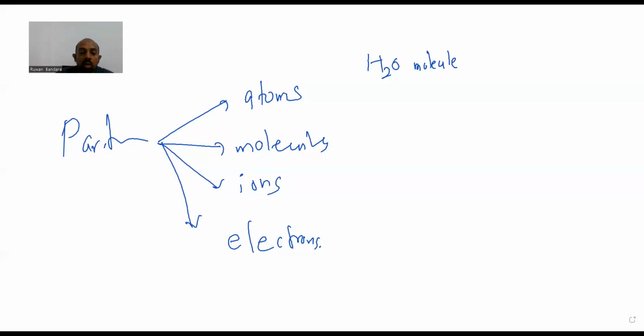So today we are going to talk about particles. Particles can be atoms, molecules, ions or electrons. So I have one H2O molecule.